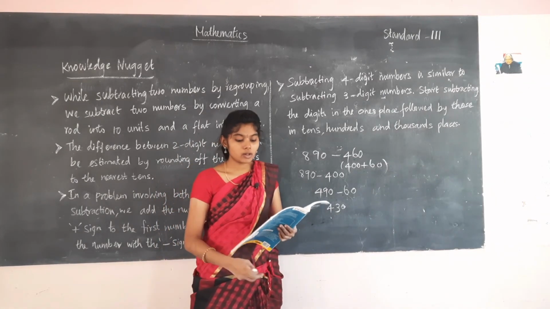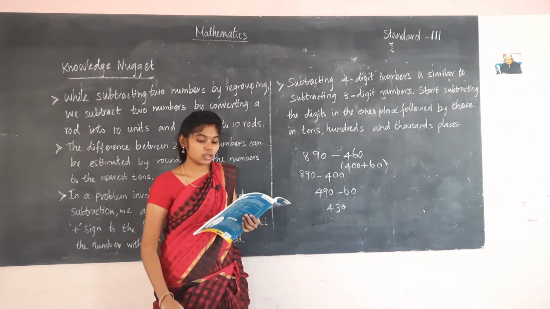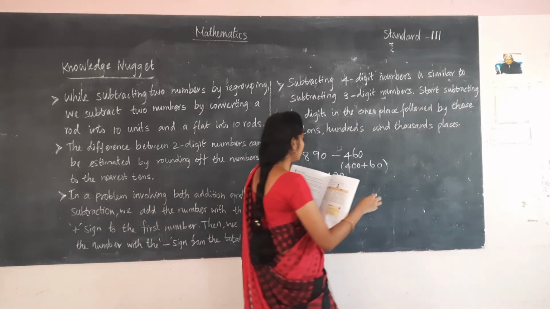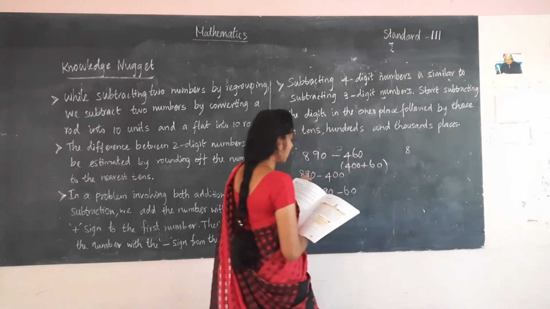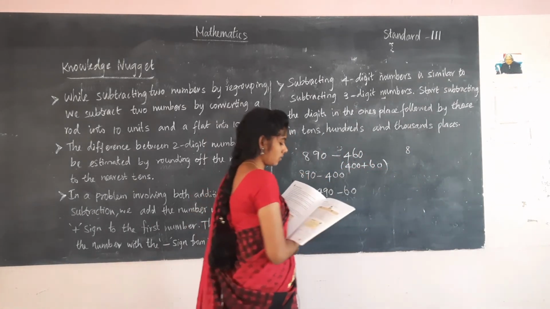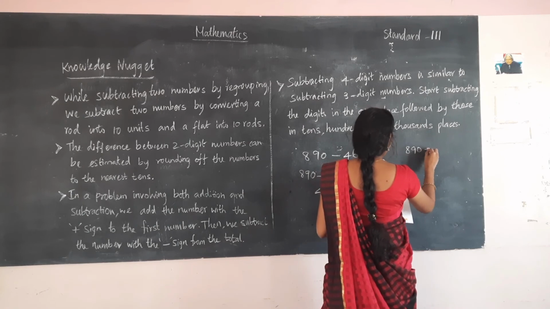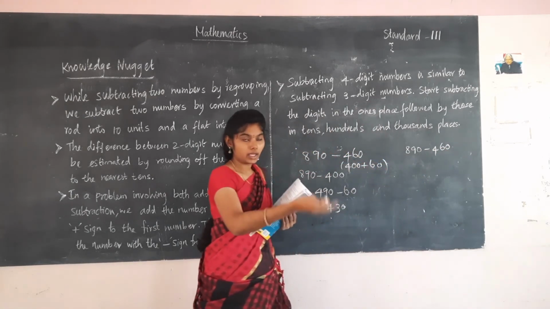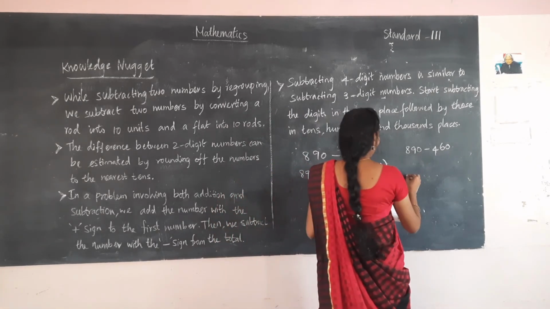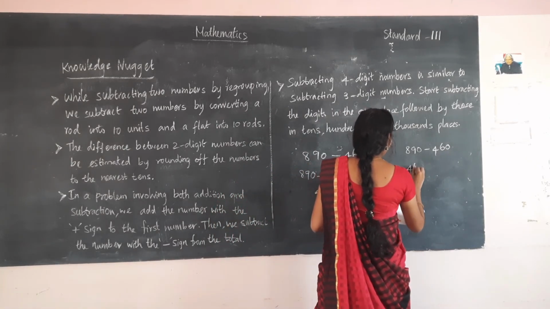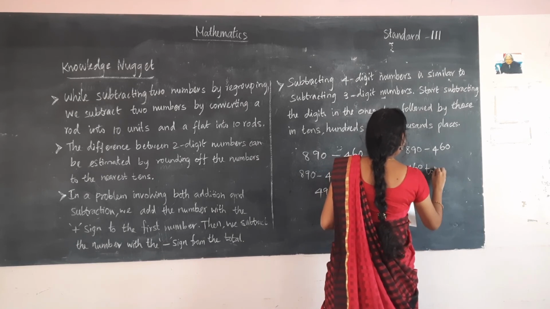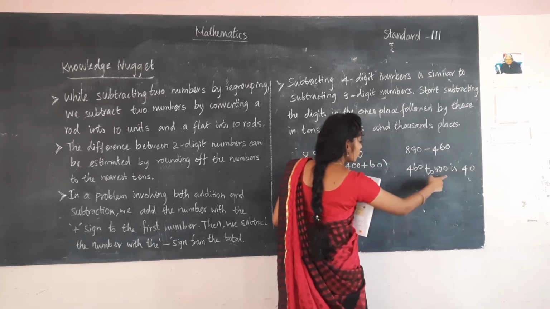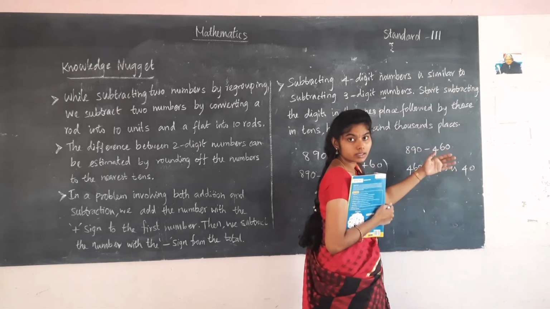So there is another way also. I will subtract two numbers using the count on method. The count on method is given there in the book. The same thing, 890 minus 460, this is the splitting method, and here the count on method is also given. So 890 minus 460. It is given as 460 to 500. So here 460 to 500, it is 40. So the difference between these two numbers is 40. So this is the count on method.